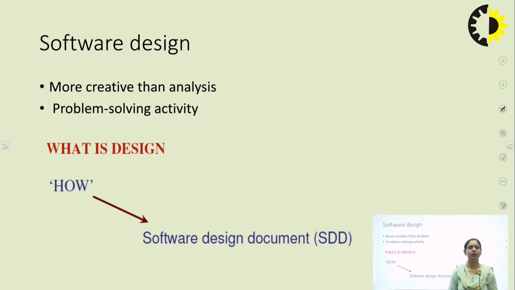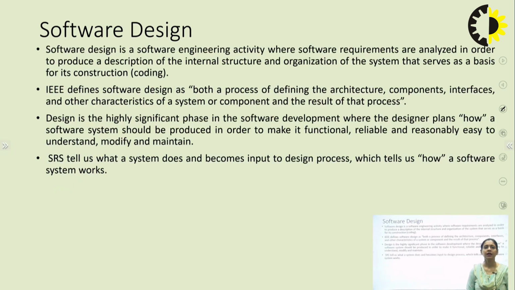If we talk about what a design is, the design basically talks about how a software is to be developed, and this how is implemented in the software design document, that is the SDD. So in the first phase, while we gathered the requirements from the user, it is in the form of SRS. Now the next phase is the software design, where we design the document in the form of SDD. So let's understand what a software design is.